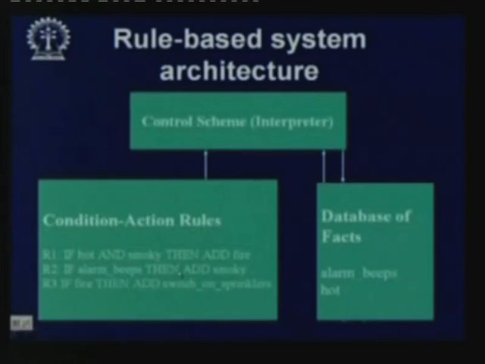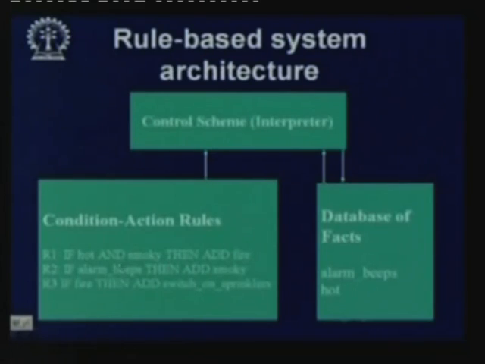And what is the consequent part of this rule R2? The consequent part says, if alembics, then add smoky. So when it fires, it immediately adds to the database a new fact, smoky. And you can well guess what will happen next.